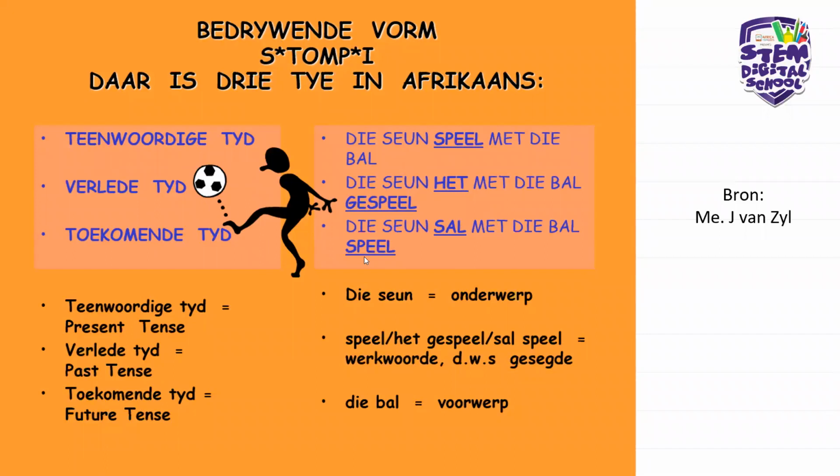So it's almost like you're just giving a normal sentence. You're not repeating it. So, in die teenwoordige tyd, die seun would be the onderwerp, the subject, which will be at the front of the sentence. That would be at the back. In the past tense, the words speel, het gespeel, sal speel would be the werkwoord, or in other words, the gesegde. And die bal would be die voorwerp. Okay, so this is what we have to focus on here. Take a picture and don't worry. You will see in the activity this becomes clear.